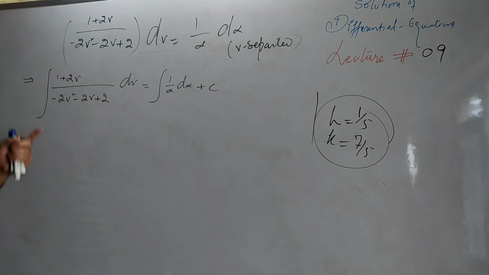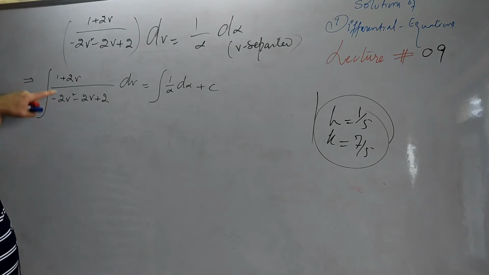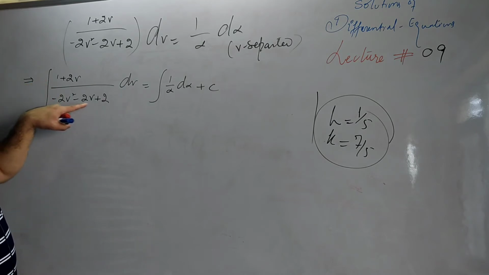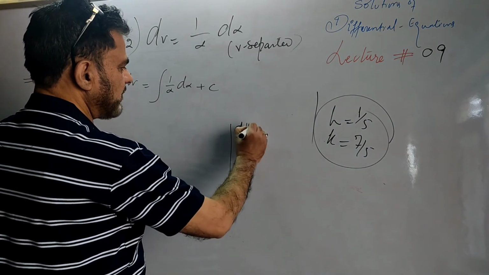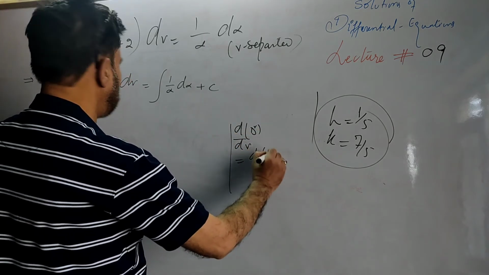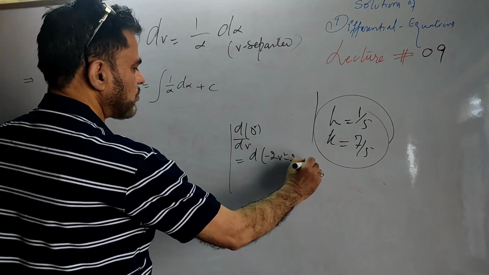You see, when you solve such an integral, having the numerator first degree linear and the denominator quadratic, we usually try to express the numerator as the derivative of the denominator. Let us see what we get if we differentiate this. What is the derivative of the denominator with respect to v? It is the derivative of minus 2v square minus 2v plus 2.